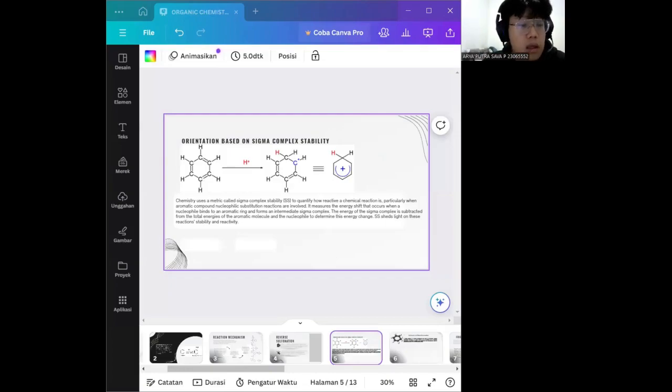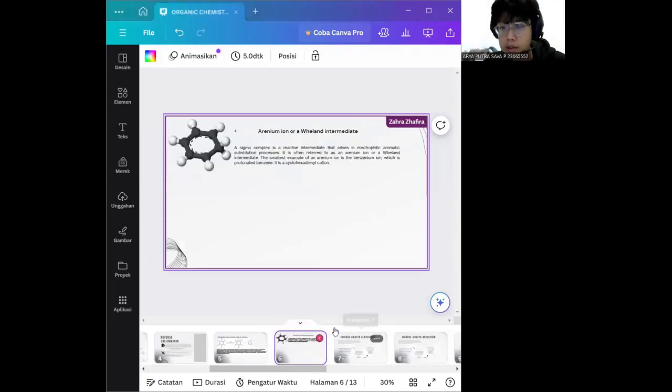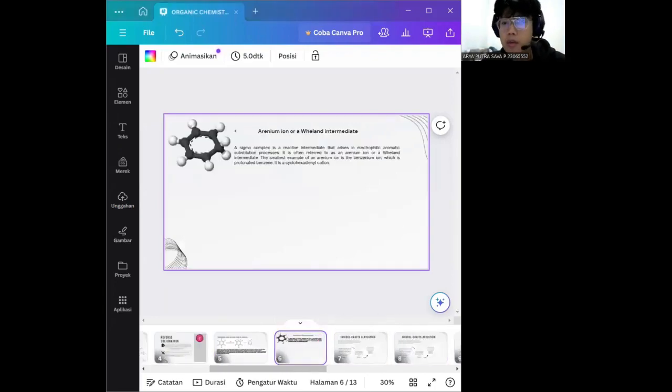It's kind of laggy. So next, we already talked about the orientation based on sigma complex stability. The next is the ring. Ooh, exciting. The arenium ion, or Wheland intermediate, is a sigma complex, a reactive intermediate that arises in electrophilic aromatic substitution processes.